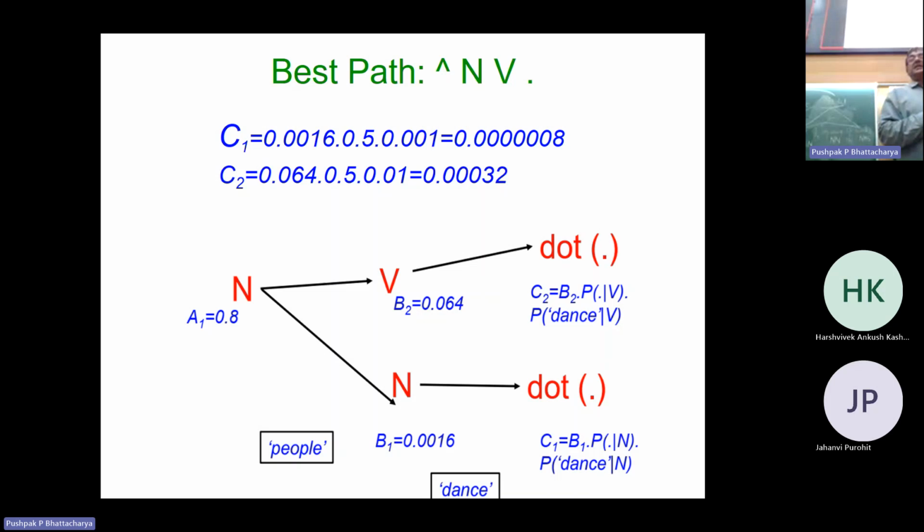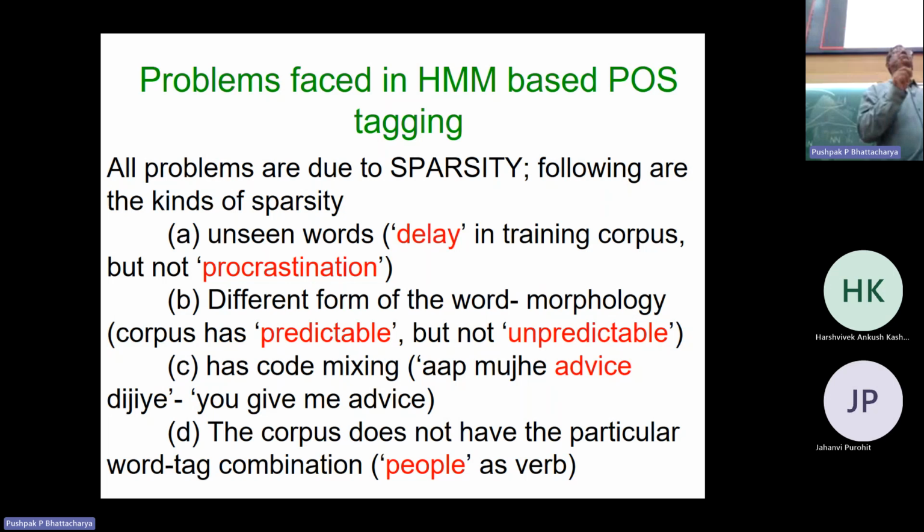So what are the problems faced in hidden Markov model part of speech tagging? All problems can be traced to only one problem. That one problem is sparsity. Following are the kinds of sparsity problem. There can be unseen words. For example, in the training corpus, you have the word delay, and in the testing data, you have the word procrastination. Procrastination and delay mean the same thing. Different forms of the word, morphology: the corpus has predictable, and the test data has unpredictable. So in the training data, I've seen predictable, but I have not seen unpredictable.